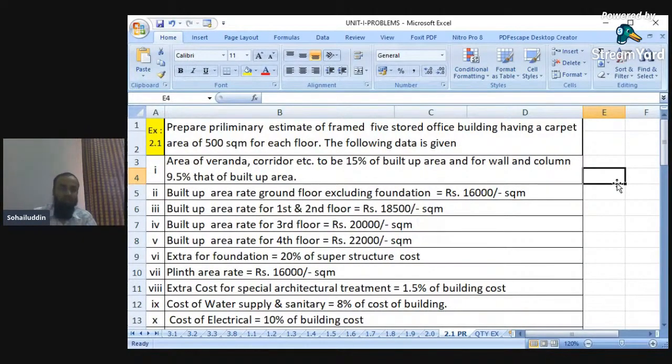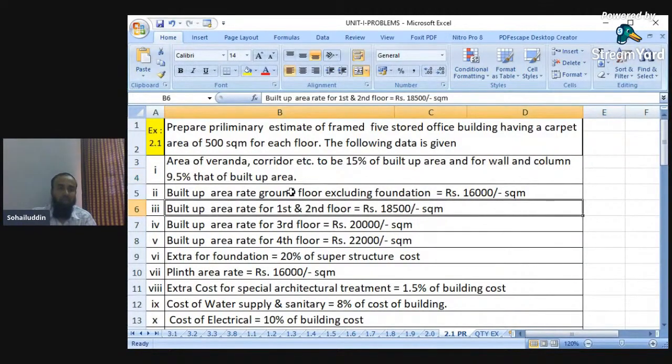As usual, serial number 3 is given as built-up area rate for first and second floor. It has been given as 18,500. Built-up area rate for third floor has been given as 20,000. Built-up area rate for fourth floor is given because it is a 5-story building. In the last problem it was 4-story, G plus 3, that is total 4-story. Here it is G plus 4, ground floor plus 4 floors. Therefore, the built-up area rate of the fourth floor is given as 22,000, whereas the third floor has been given as 20,000. So somewhat different, more heads are covered in this.